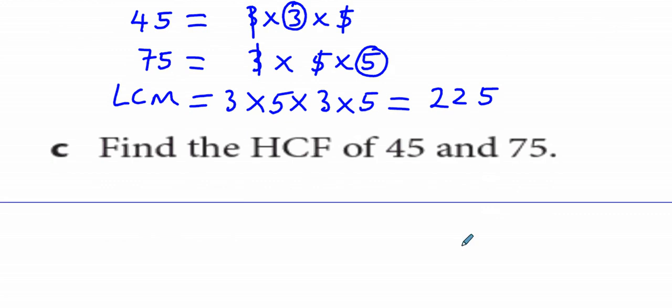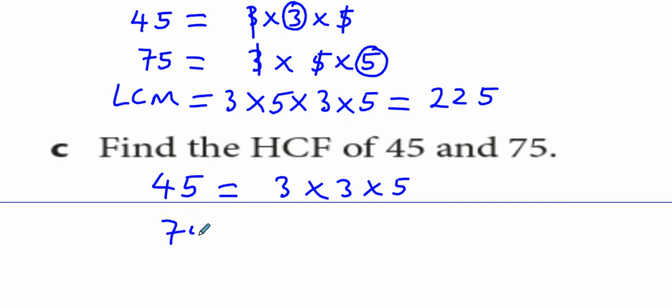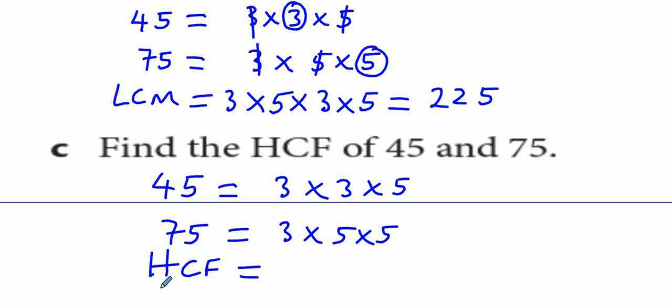For HCF, we do the same thing, because HCF stands for highest common factors. So for 45, we had 3 times 3 times 5, and for 75, we had 3 times 5 times 5. Now, what is the HCF? The HCF is so easy to do, because for HCF we just look for common factors, only for common factors. But for LCM, we look for both common and uncommon factors.